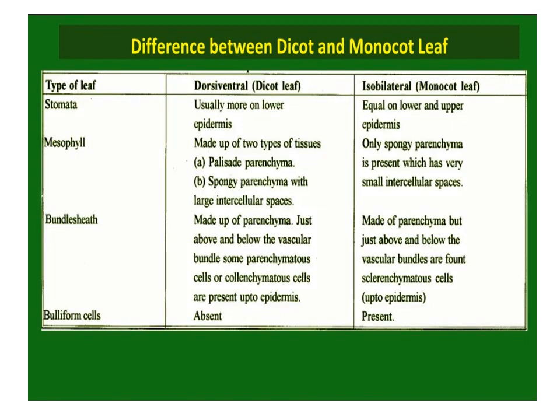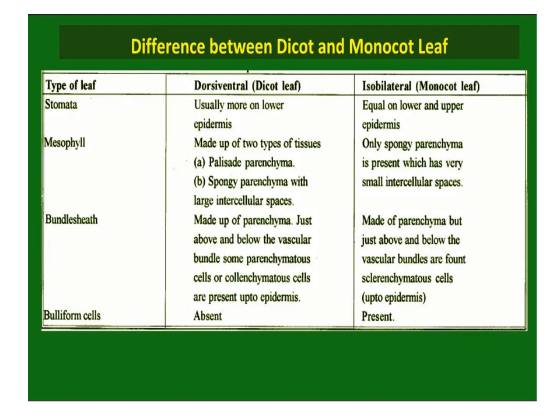Difference between dicot and monocot leaf. Type of leaf: dorsiventral or dicot leaf, and isobilateral or monocot leaf. Stomata are usually more on the lower epidermis in dicot leaf, while equal on both the lower and upper epidermis in monocot leaf. Mesophyll is made up of two types of tissues, palisade parenchyma and spongy parenchyma with large intercellular spaces, in dicot leaf, while only spongy parenchyma is present, which has very small intercellular spaces, in monocot leaf.